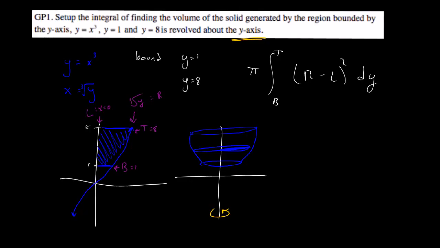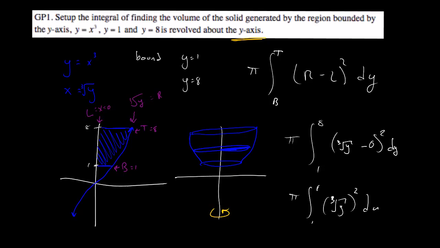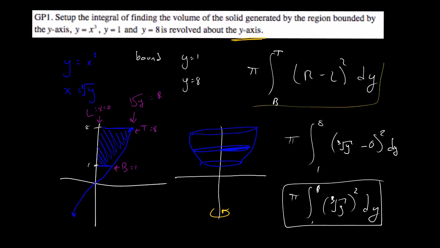So now we just need to fill in that. We have our pi from our bottom from 1 to 8 of our right, which is the cube root of y, minus our left, which is 0, squared dy. So if we want to simplify that, 1 to 8 of the cube root of y, quantity squared dy. And that's what you got. So the key is remembering if you're doing horizontal or vertical and knowing which function that is. And you can tell that by the radius. And then you come over here and you fill in your different pieces. And there you go.